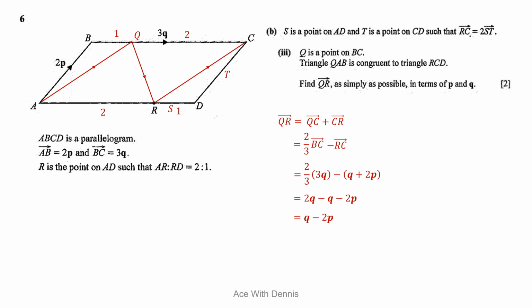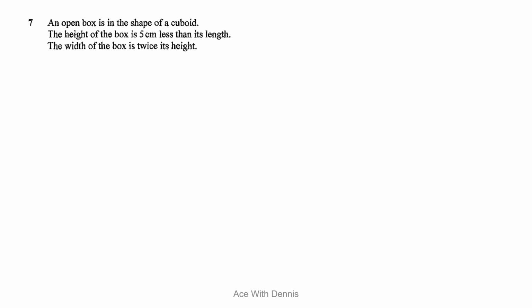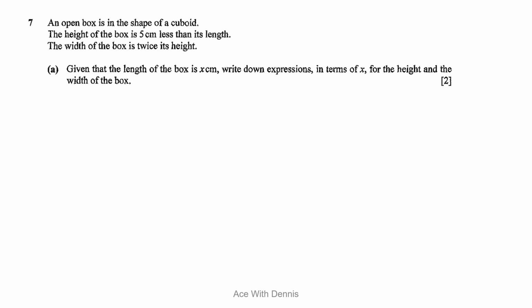Question 7. An open box is in the shape of a cuboid. The height of the box is 5 cm less than its length. The width of the box is twice its height. A. Given that the length of the box is x cm, write down an expression in terms of x for the height and the width of the box.